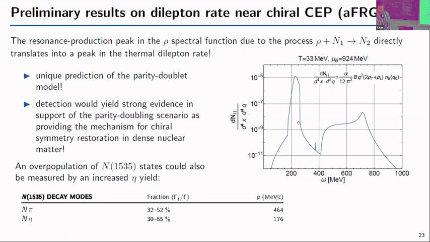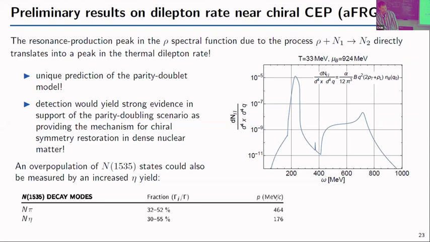And of course, it may have experimental consequences, because its detection would yield strong evidence in support of the parity doublet scenario as providing the mechanism for chiral symmetry restoration in dense nuclear matter. And there is also another consequence, because if you have a lot of N star 1535 states, you probably will also see an enhanced yield in the etas. When you look at the decay channels of the N star 1535, you see that N eta is one of the main channels. So if you have a lot of N stars, you probably also have a lot of etas.